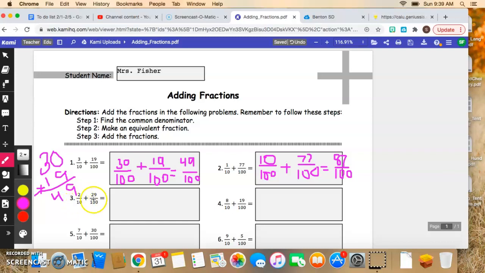Again, 10 needs to get to 100. We have to multiply by 10. So 10 times 10 is 100. Do whatever we do to the bottom to the top. So 10 times 2 is 20 plus 29 over 100. Then we add them up. We only add the numerators. So 20 plus 29 is 49. So it would be 49 hundredths.